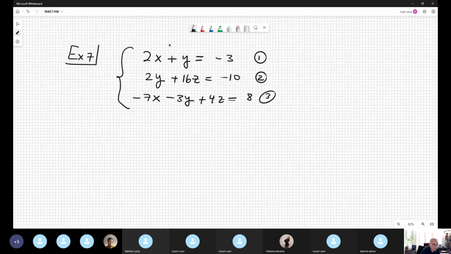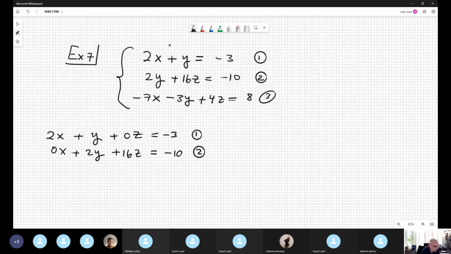For example, I pair 1 and 2 again. It doesn't always happen; this is using your common sense. 2x plus y. I copy the first one, but I complete it with 0z because I need to organize by column: column of the x, column of the y, column of the z, equal minus 3. This is my equation number 1. I put it together with equation number 2, which has no x, 2y plus 16z equal minus 10. Okay, cool.